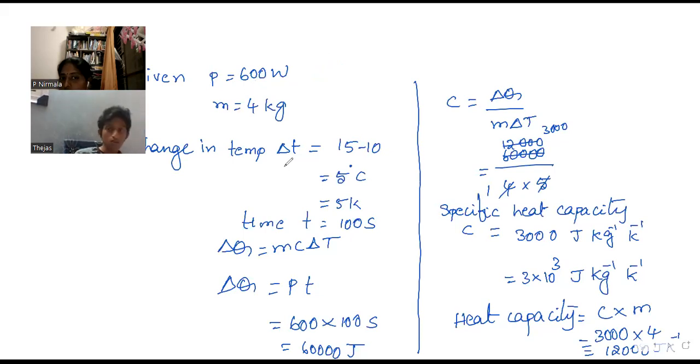Look at here. So the given power, mass and change in temperature. So we can find out the heat energy, right? Delta Q equals m c delta T. In this, C is a specific heat capacity. So first we can find out using the power and time. Heat energy is power into time. From this specific heat capacity we can find out. But we need heat capacity at a mass 4 kg. So heat capacity, specific capacity into mass.